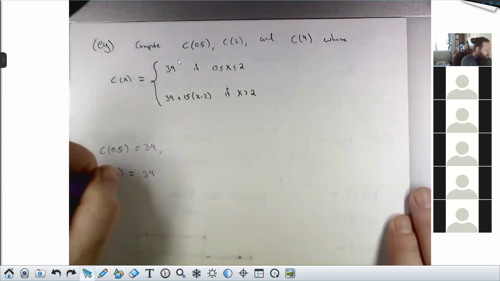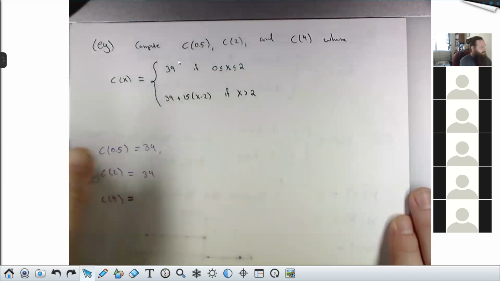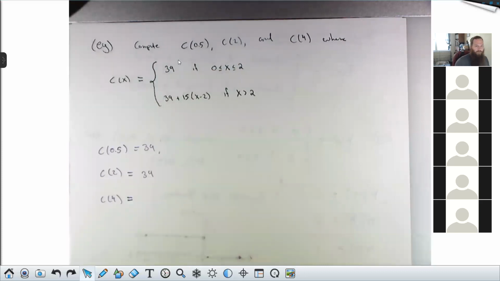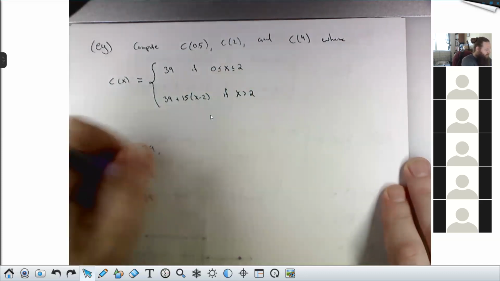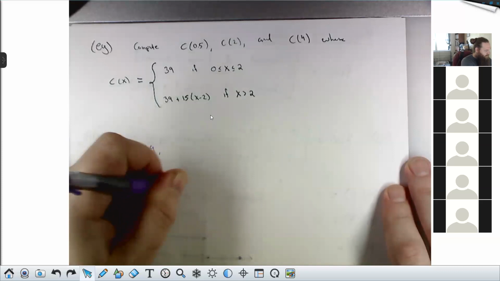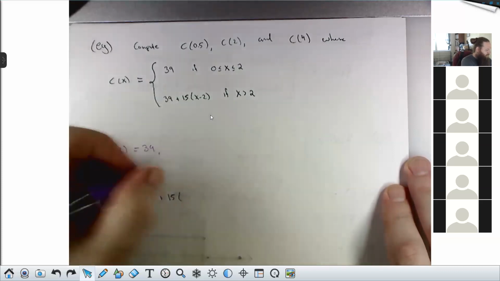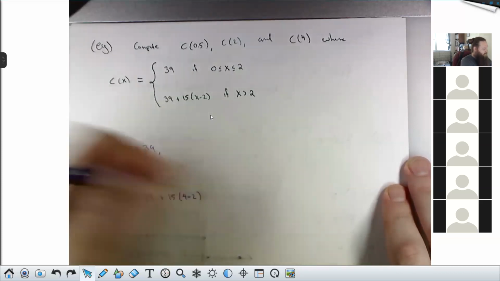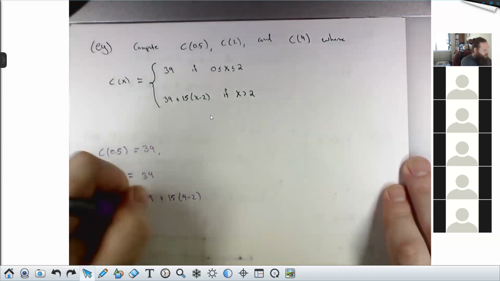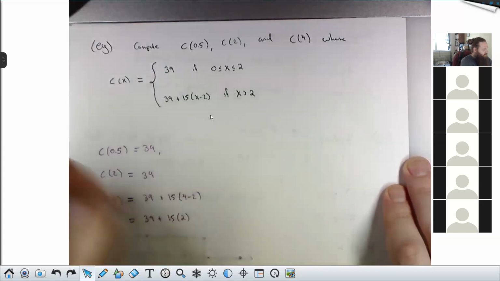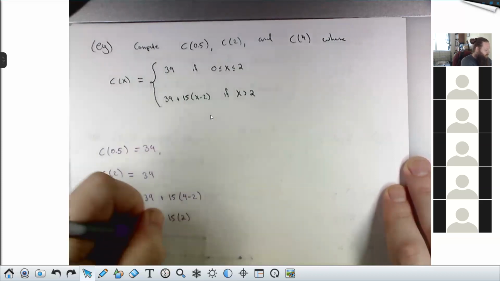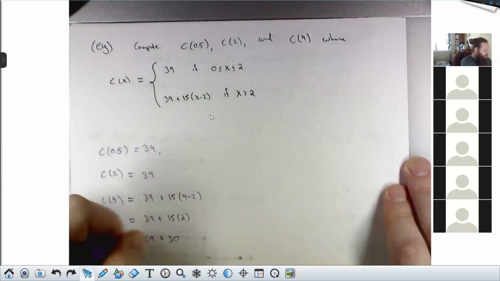And C of 4. That's going to come from this guy, right? Because 4 is bigger than 2. So let's just plug it in, write it down. This is going to be 39 plus 15 times, I'm plugging in 4 here, so this is 4 minus 2, which is 39 plus 15 times 2. That's 39 plus 30, which is 69.